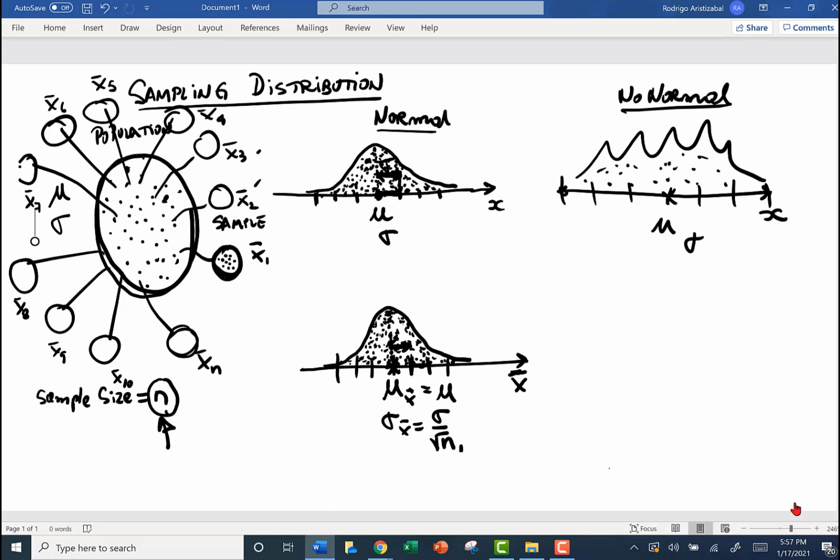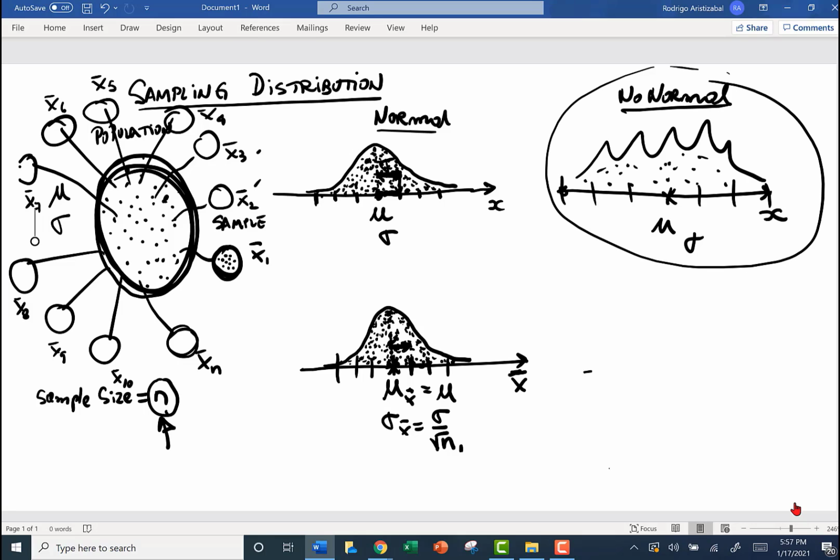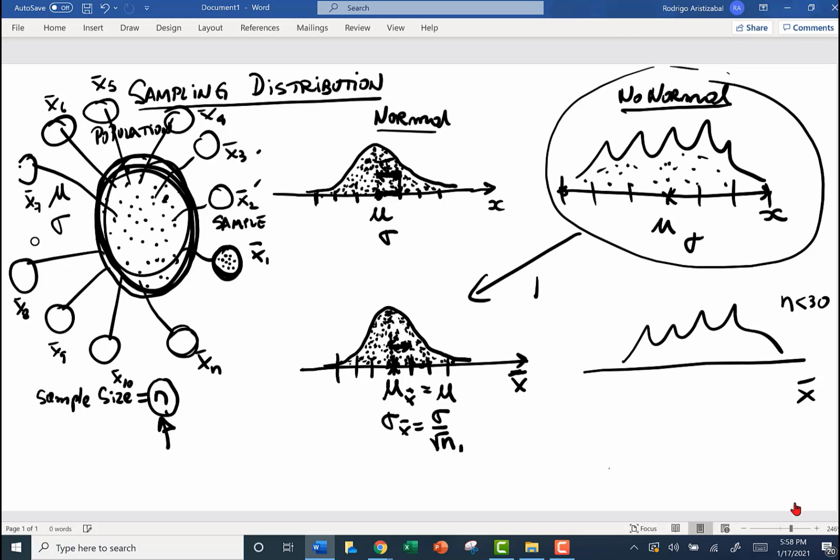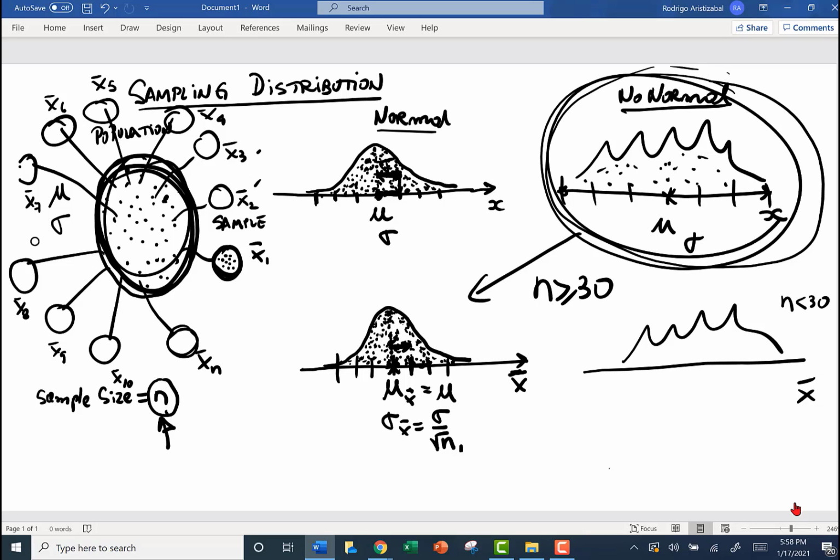If this population has a non-normal distribution like this for individual values, the distribution for sample means taken from this population, if the sample size is small, will be ugly like this when my sample size is smaller than 30. However, when my sample size is bigger than 30, then no matter how ugly the distribution for individual values is, the distribution for sample means follows a normal distribution. That is a great discovery.